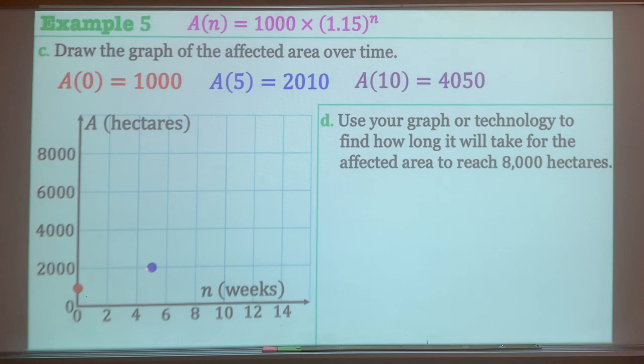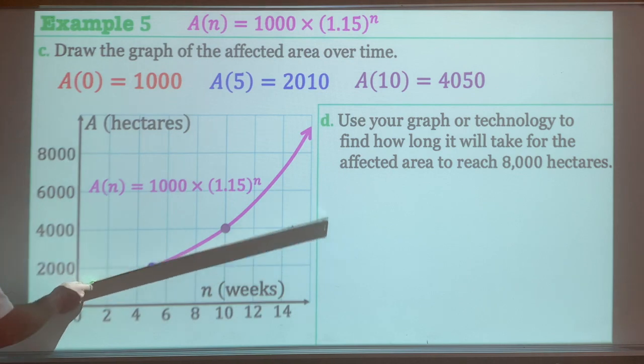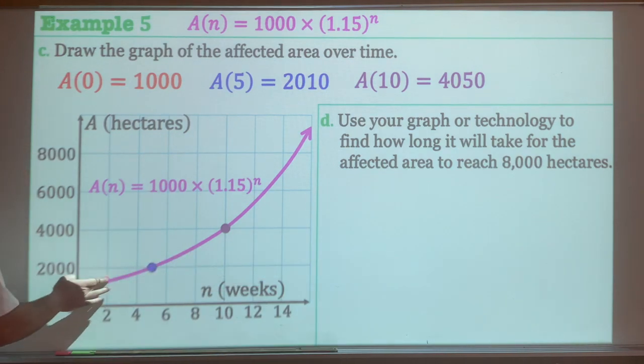All right, first one, boom. 0, 1,000, 5 over 2,010 up, 10 over about 4,050 up. All right, it has a curve. Notice, once again, it's not a straight line. You're just curving it, just keep the curve going.